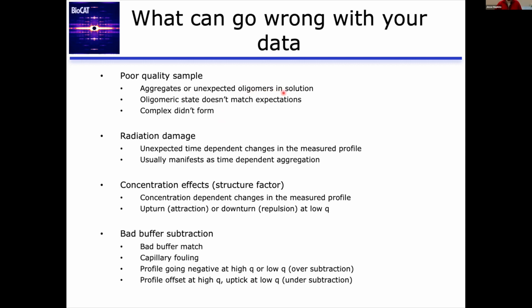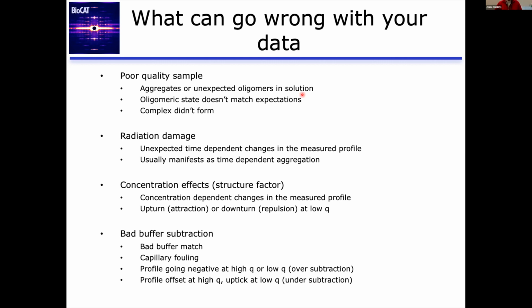This poor quality sample could also be, for example, if your oligomeric state doesn't match expectations. It's not necessarily bad, but it means that if you're trying to do analysis for, say, a monomer when you have a dimer, you're going to get the wrong results. And if you're not careful, you'll end up with something that's completely wild.